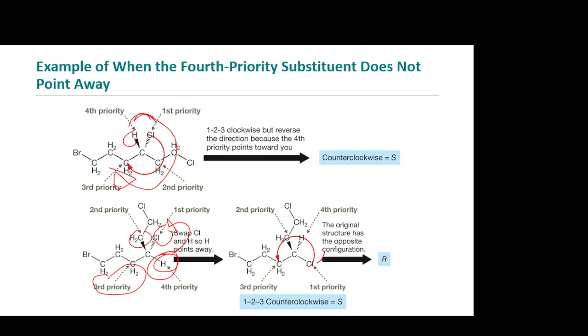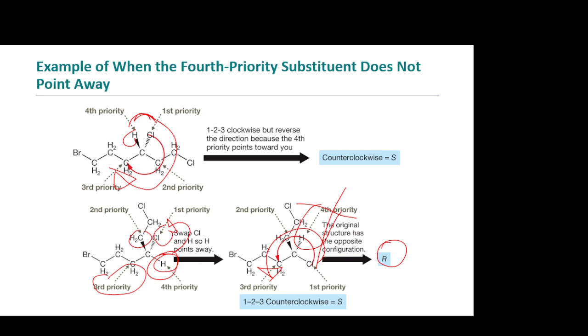We see the priorities end up going this direction now, right? So we normally would say S. But because we switched two different atoms around this central group, it's actually the opposite, isn't it? So we go ahead and answer R. So why does it go first, fourth, second, not first, third, second? You actually ignore the fourth, because the fourth is pointing directly away from you.